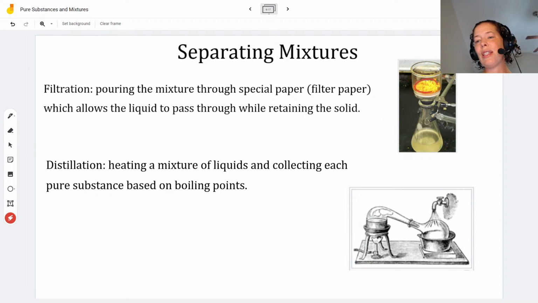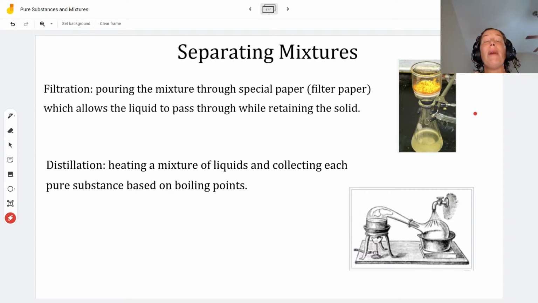So you can see the solid has been left here in the funnel and the liquid is down here. This is actually a different kind of funnel. So this white area here is not actually a piece of paper. It's actually built into the funnel, but it's the same idea. The liquid passes through and the solid is left just by itself.